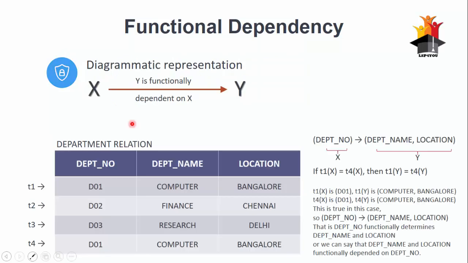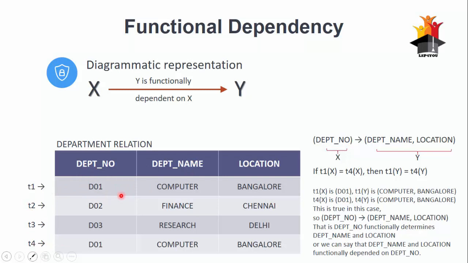Functional dependency can be diagrammatically represented like this. X functionally determines Y, or Y is functionally dependent on X. X implies Y. Let us consider the department relation with attributes department number, department name and location. Suppose it has different instances. Let us consider the department relation with four tuples.